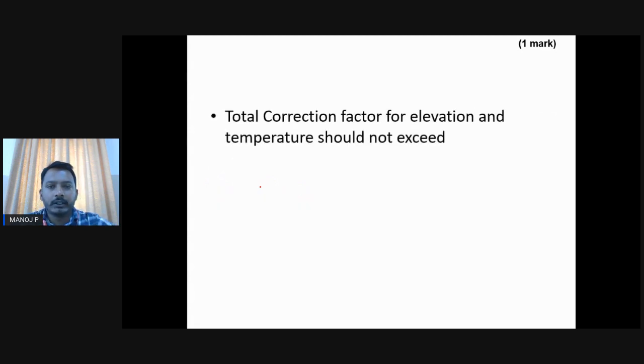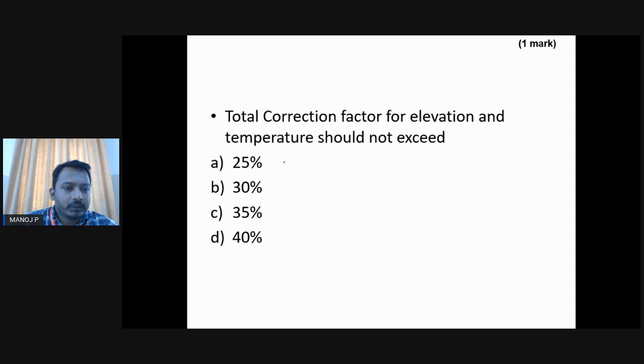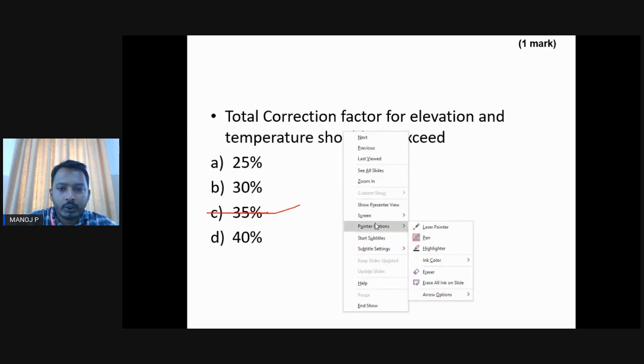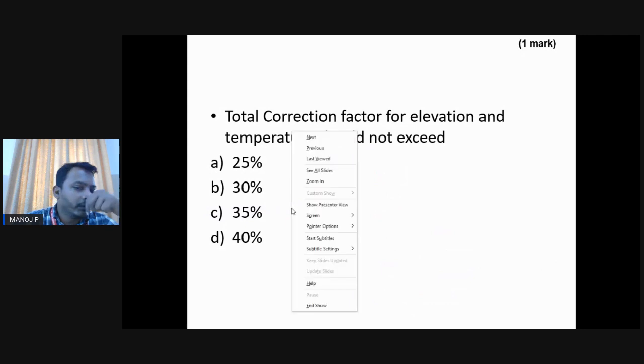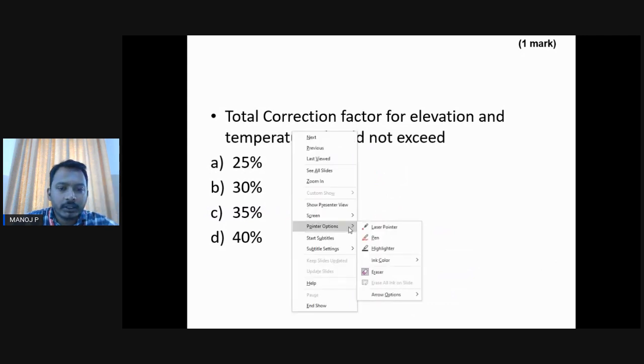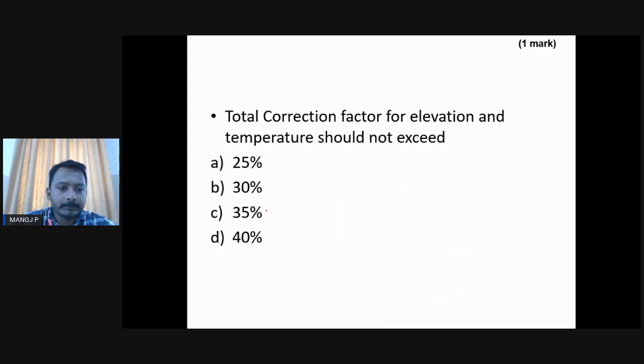Total correction factor for elevation and temperature should not exceed how much? Yes, this was also discussed with respect to the correction. It should not exceed 35%.